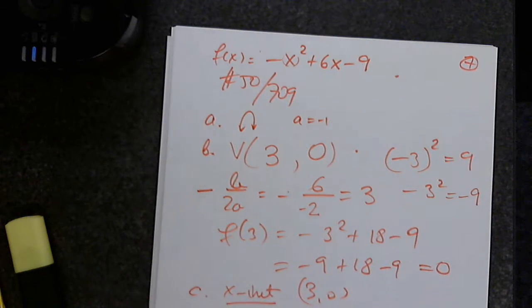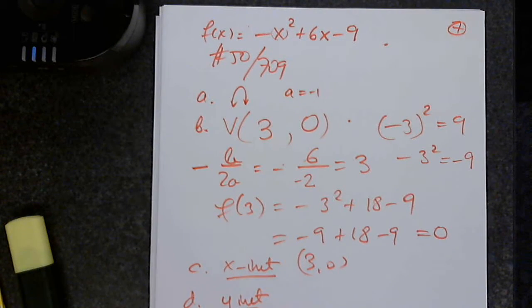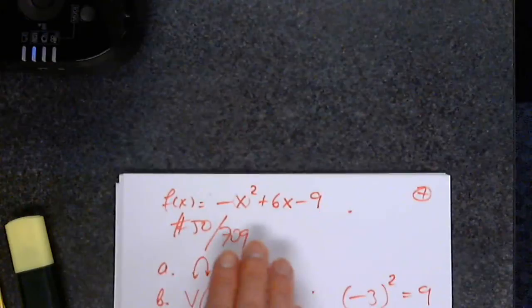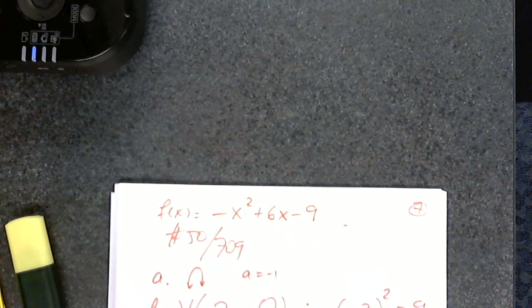Now D. Y-intercept. How do I get that? You just plug x in 0. Right. So I have to find f of 0. Can anyone tell us how much is f of 0? Negative 9. Perfect.